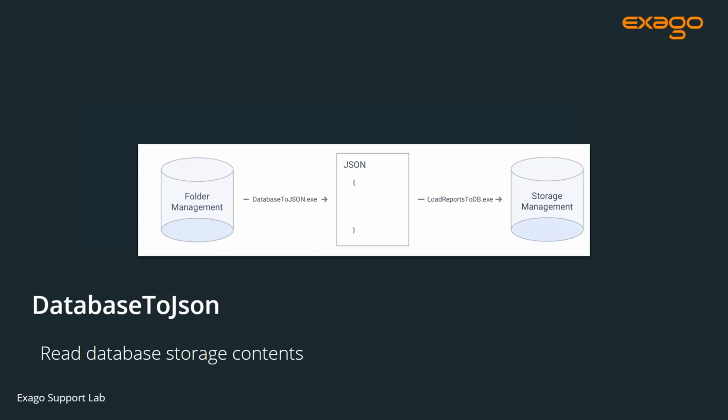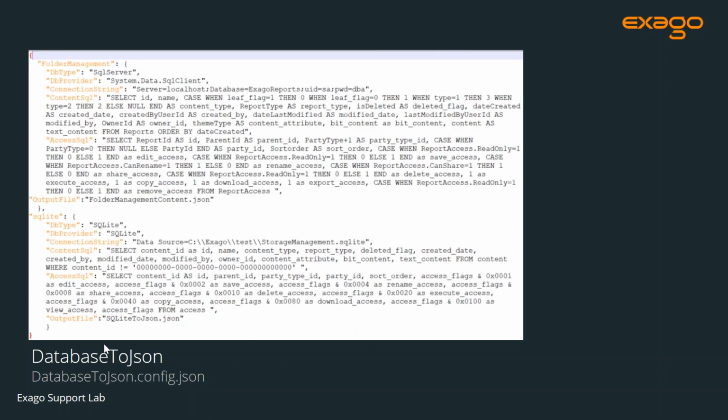All right, so a couple nuances to database to JSON. It's going to read a file in the installation directory called database to json.config.json. This file can hold information about one or more database configurations that you would like the utility to read from. So these are configurations on legacy folder management databases. Now, the most important thing I want to tell you about this file is that it does need to be created manually. It does not exist when you first install 20.1. You do need to create it.